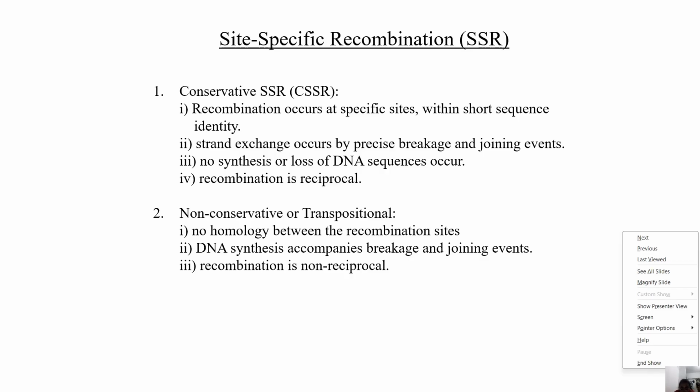Now, what do you mean by non-conservative or transpositional? No homology between the recognition and recombination sites. DNA synthesis accompanies breakage and joining events, and recombination is non-reciprocal.